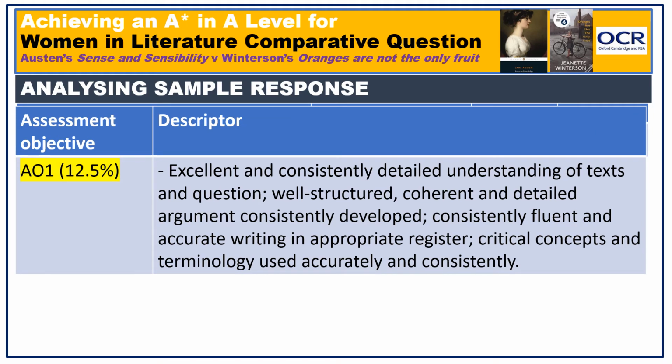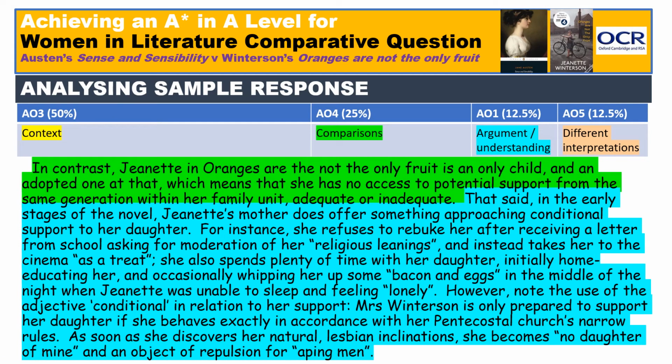Having established a detailed, perceptive understanding of Sense and Sensibility, I then want to show the examiner that I also have a nuanced, detailed understanding of Oranges as well. However, every time I move from one text to the other, I want to include a comparative statement, which I do here by pointing out that Jeanette's only child status is likely to make it harder for her to get decent female support in comparison to someone like Eleanor, who has 2 sisters.